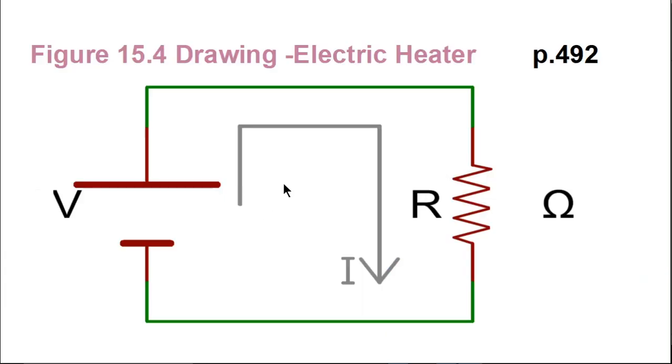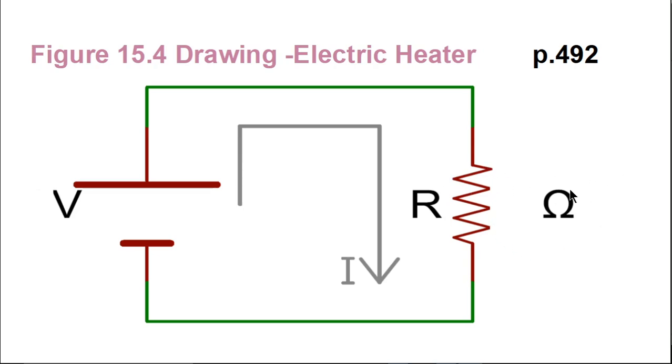There you go. Now, page 492, another circuit here, but they're showing an electrical heater hooked to it. An electrical heater is nothing but a resistor, and the way you represent a resistor is by the squiggly lines, the pointy squiggly lines right here.